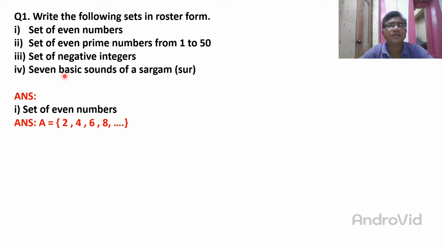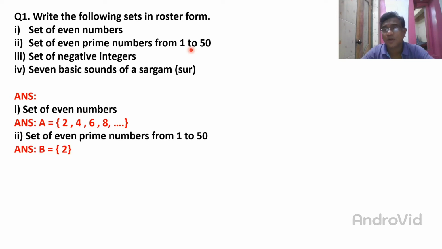Then another question is the set of even prime numbers from 1 to 50. See, here a limitation is given. You want to write the prime numbers, but from 1 to 50. So how can you write the prime numbers? You want to write even prime numbers. First I want to explain the meaning of prime.